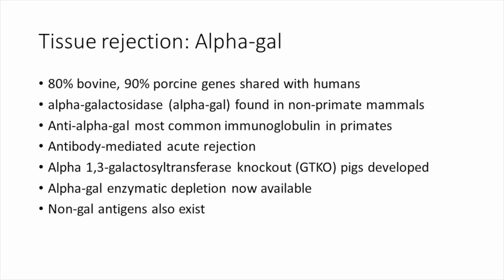And in discussing that, the buzzword is alpha-gal. About 80 to 90% of genes are shared between cows, pigs, and humans. The problem is alpha-galactose, a carbohydrate on the cell surface in non-primate mammals. And unfortunately, the most common immunoglobulin in primates is anti-alpha-gal. If you implant it, you get an immediate antibody-mediated rejection. So they did develop some pigs that had that gene knocked out, but the biggest development in terms of making xenograft a possibility has been the ability to enzymatically degrade the alpha-gal on the surface of these cells.